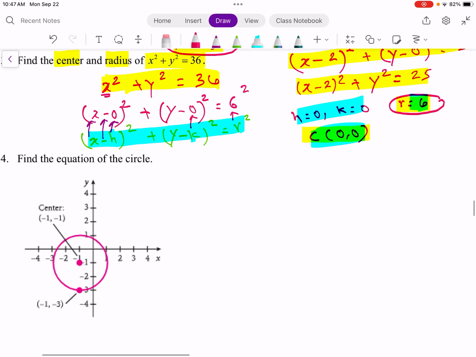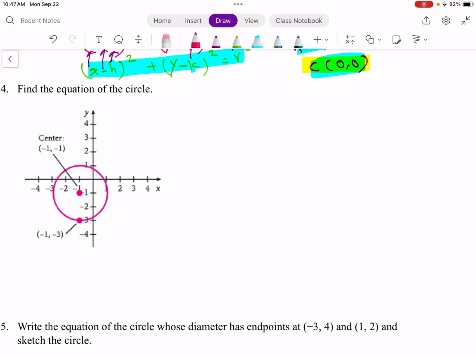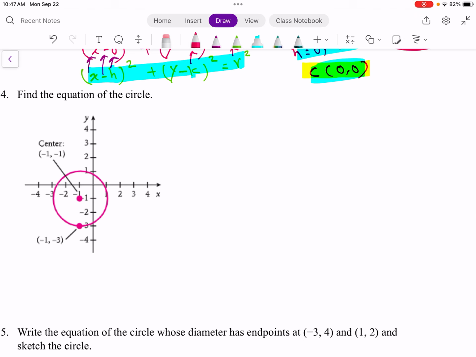Next, here we have this graph of a circle. We are asked to find the equation of the circle. To find the equation we need a center. The center is given to us as (−1, −1), and we call our center (h, k). The x coordinate is h, the y coordinate is k. So our h is −1, k is −1. Now, what else do we need to find the equation of the circle? We need to know the radius.